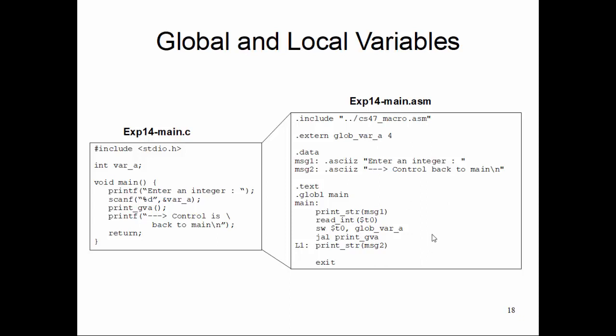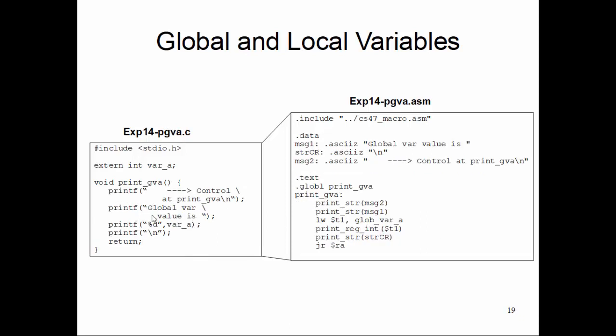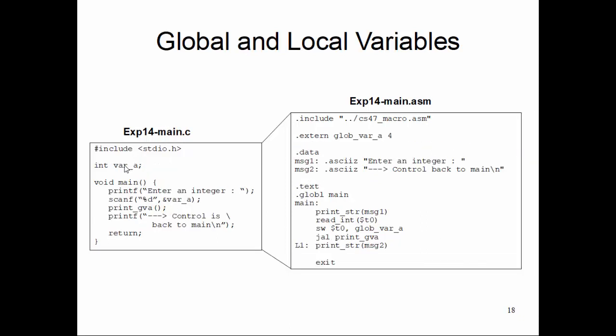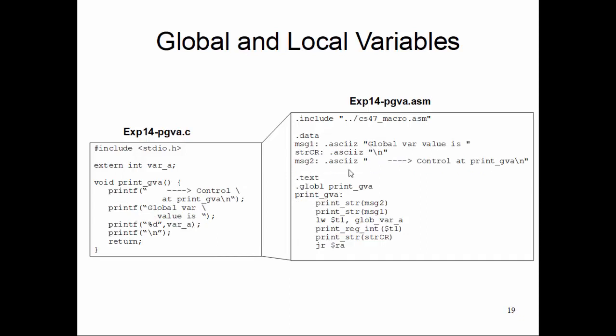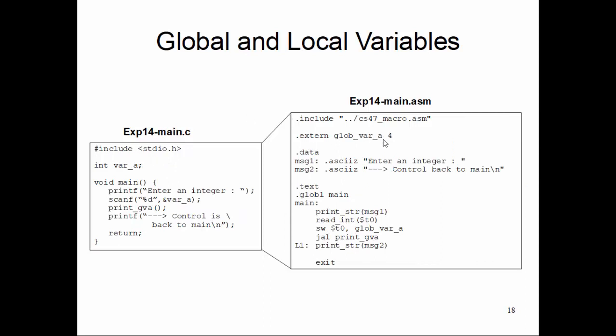Now the function print_gva looks like this. In the C program, global variable a is not an external variable for the C program, the top level program, but main.asm is using that as an external variable. And on the C side, you define an external integer variable a, which says there is somewhere a variable a, a global variable, of type int, which is equivalent to this .extern global variable a, 4. I think they can be interchanged in the assembly program, but let's stick to this example.